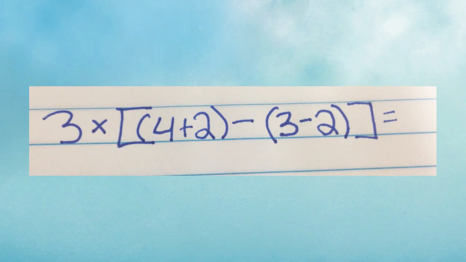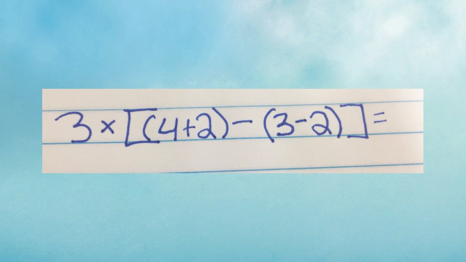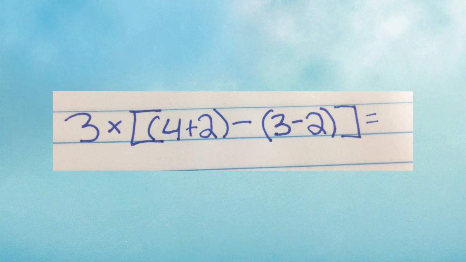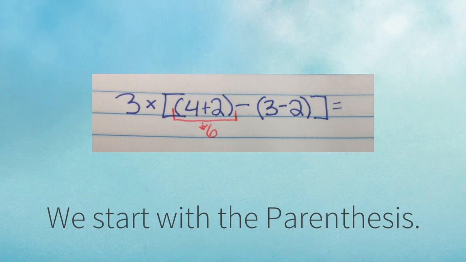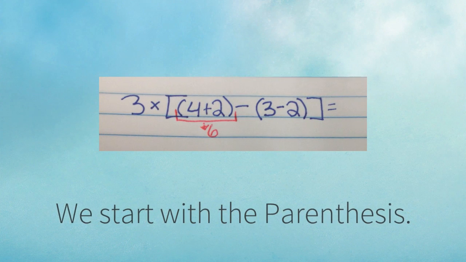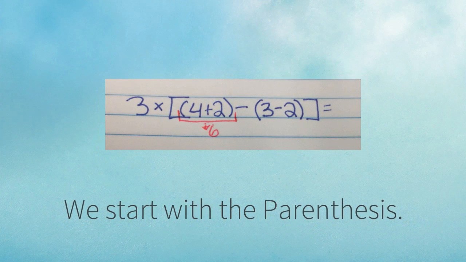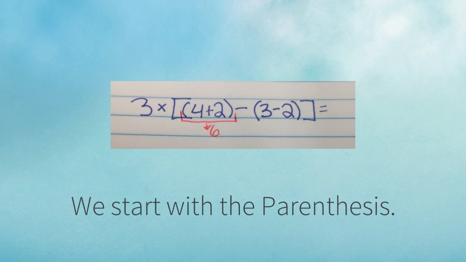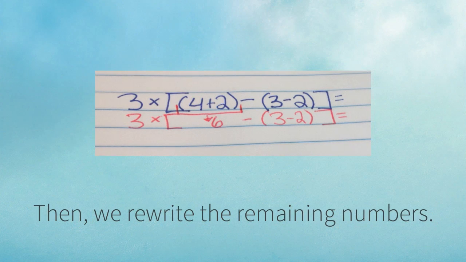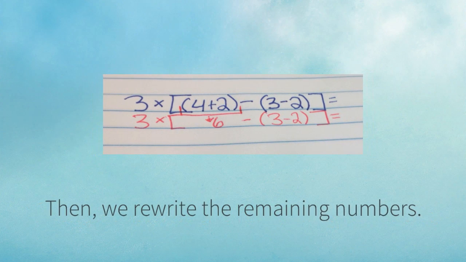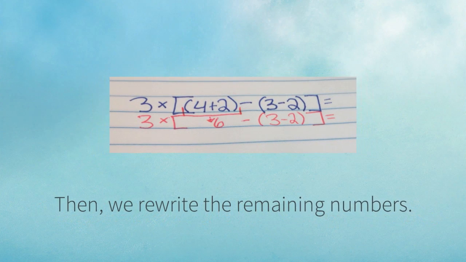So let's begin with this problem. Take a minute and write it down. Our first step is to start with the lowest amount of grouping, and that would be our parentheses inside of our brackets, moving from left to right. So we found that 4 plus 2 is 6, and we bring all of our remaining numbers down.